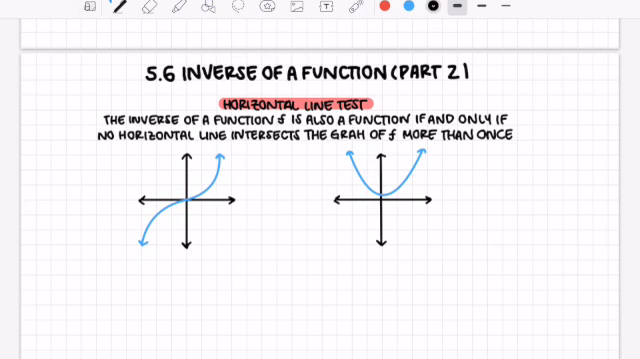So I can write here, would the inverse of these graphs be a function?